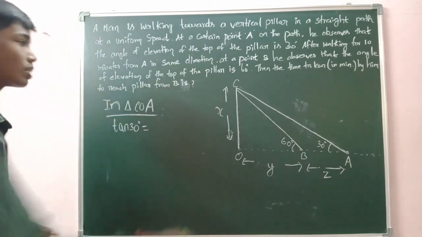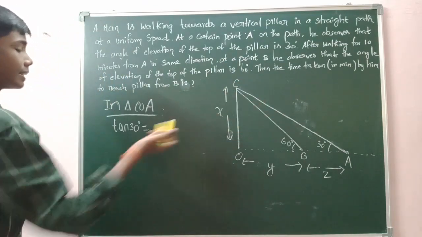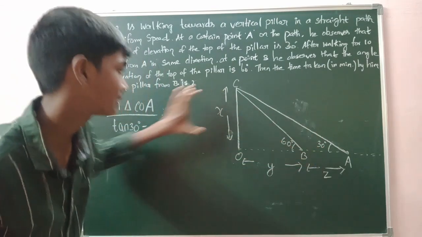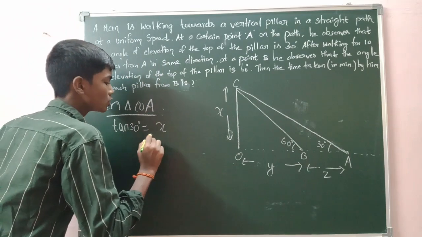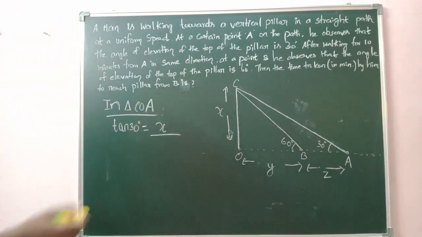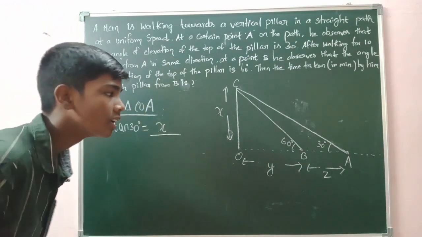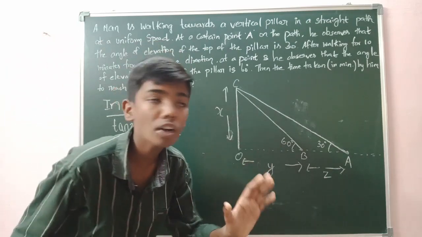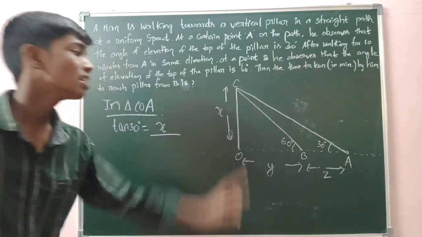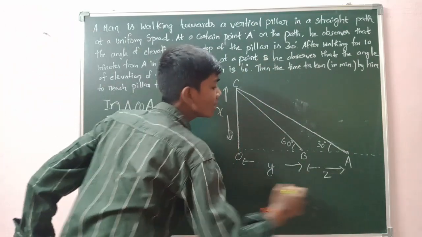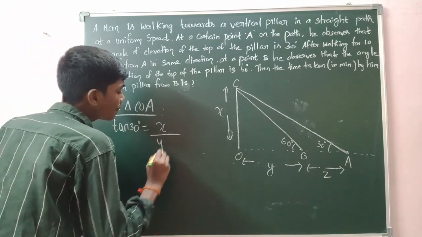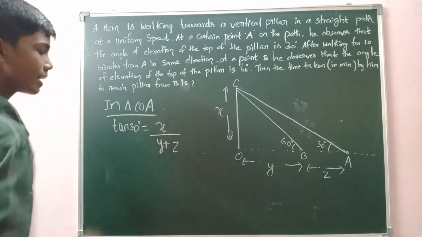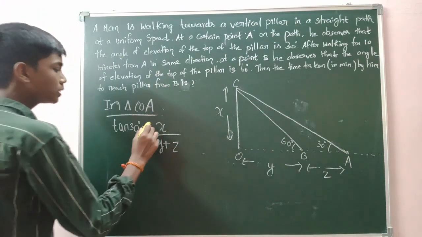For the bigger triangle COA, tan of 30 degrees is the opposite side of this angle, that is X, the height, divided by the adjacent. What will the adjacent be here? Will it be Y, or will it be Z? Of course not. I am talking about the whole triangle, so the adjacent will be the sum of these two lengths, that is Y plus Z. The sum of these two lengths is OA. I hope that makes it clear.